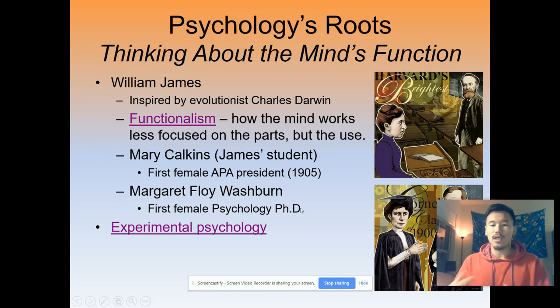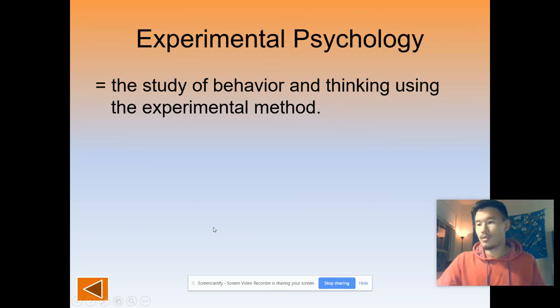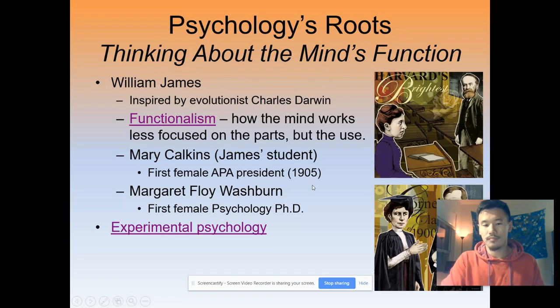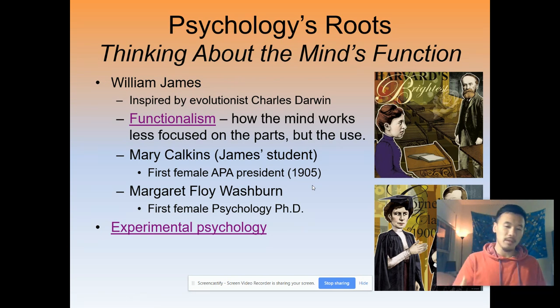Now, William James' idea that we should focus more on the functions of the mind led to the field of experimental psychology. So I'll let you write that definition down. So pause the video there. All right. Experimental psychology is the idea that we should only learn about the mind and its functions by creating experiments. We have to create experiments in order to test how the mind responds to a certain stimulus, how it functions.